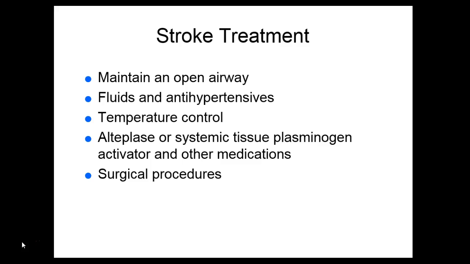Some strokes can be traced to an obstruction of one of the 4 arteries in the neck that supply blood to the brain. So the surgeon can open the artery and remove the obstruction, which is usually caused from a plaque buildup. The vessel wall is then sutured, leaving the vessel larger than it was before.